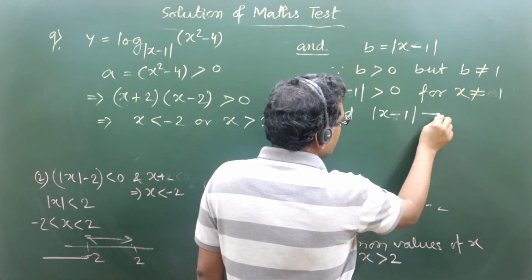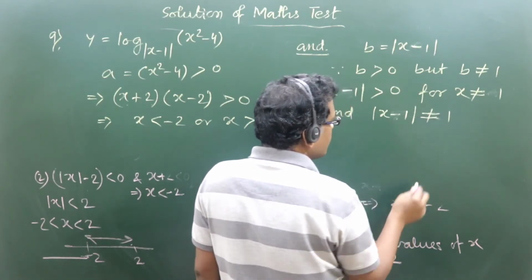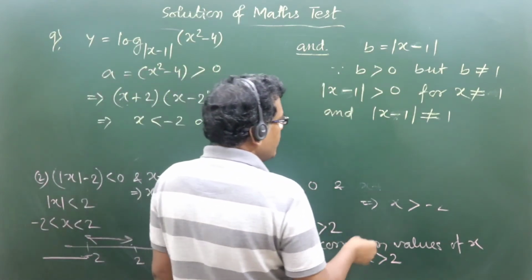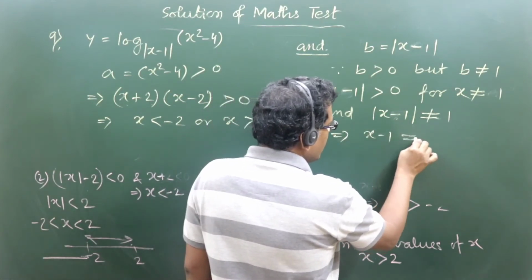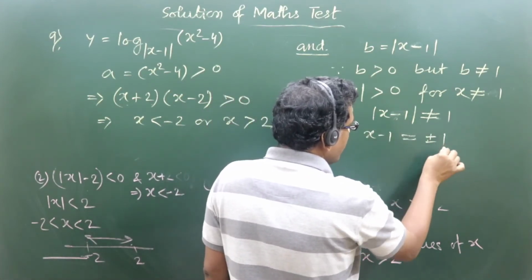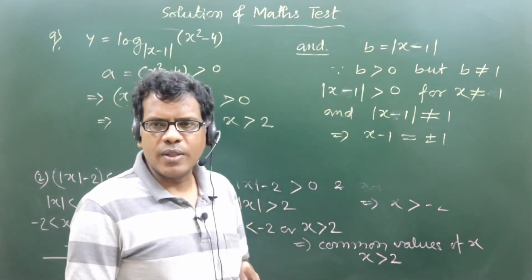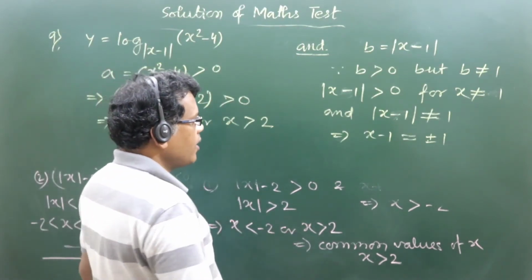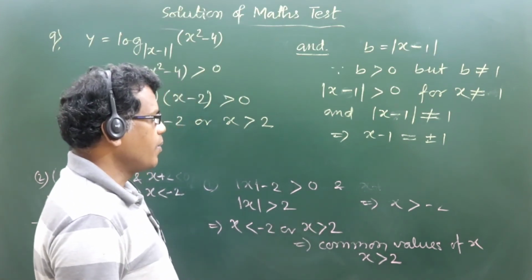of x minus 1 being the base can't be equal to plus 1, right? Base can't be equal to plus 1. So that means this implies that x minus 1 can't be equal to plus minus 1. Are you getting me? We know that mod of a plus 1 can be plus 1, or mod of a minus 1 can also be plus 1. So that's why this x minus 1 should not be allowed as a plus minus 1.